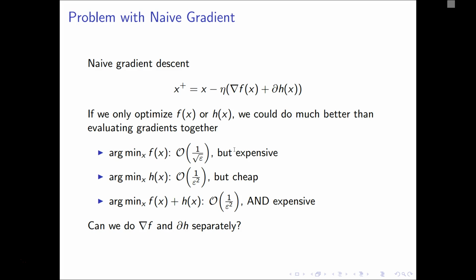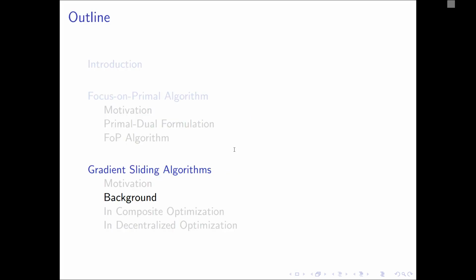However, if you want to do naive gradient descent on this composite function, you have a nightmare, because the composite objective is non-smooth, and evaluating their subgradients together will be quite expensive because of the gradient of f here. So you have 1 over epsilon squared gradient evaluations as for h(x), but each of the evaluations will be expensive because of the f term there. So we wonder, can we do the gradient of f and the subgradient of h separately?